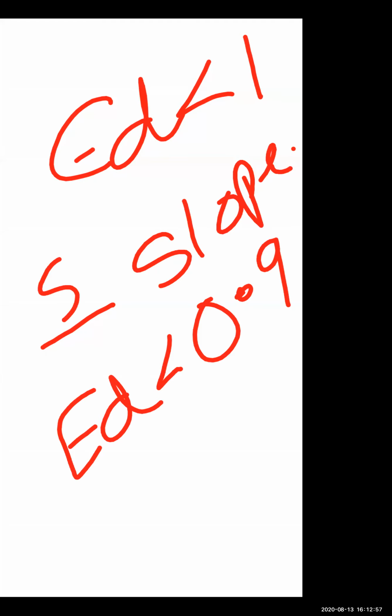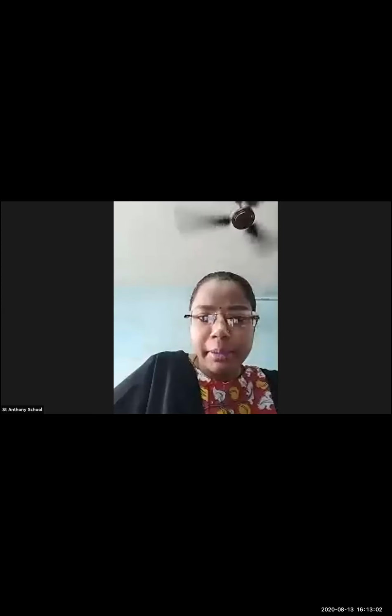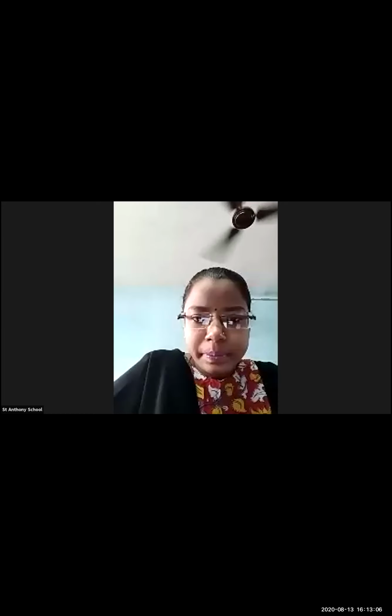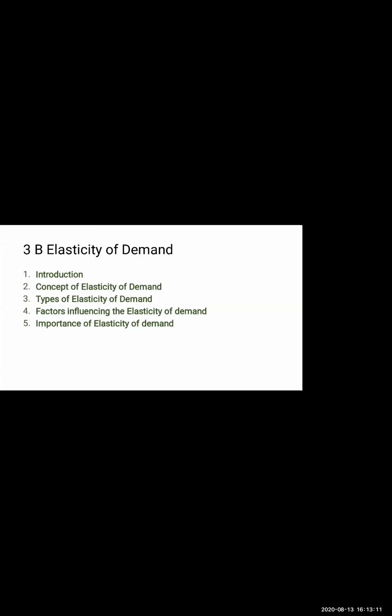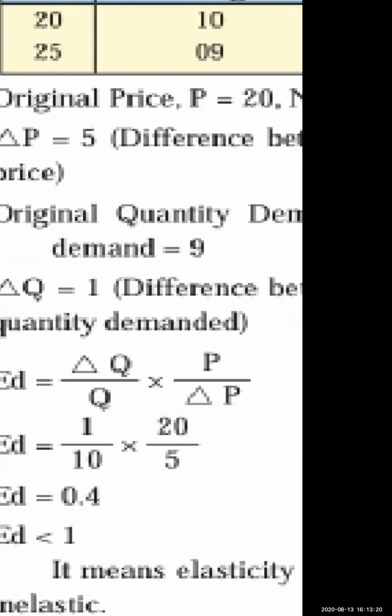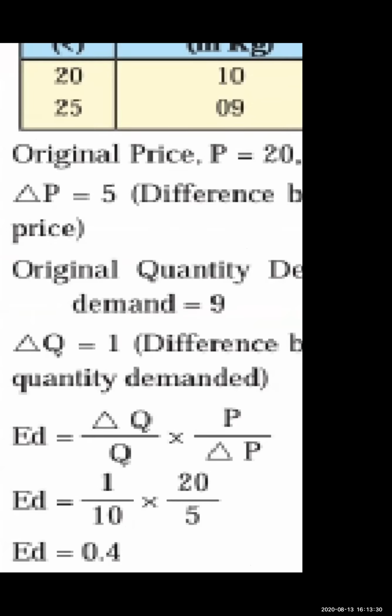Now, you all will tell me, in the ratio and proportionate method, we got this answer 0.4. So which type of price elasticity of demand is it?